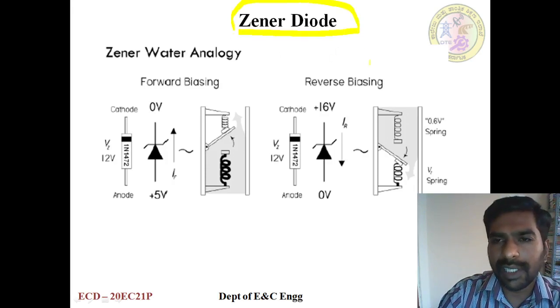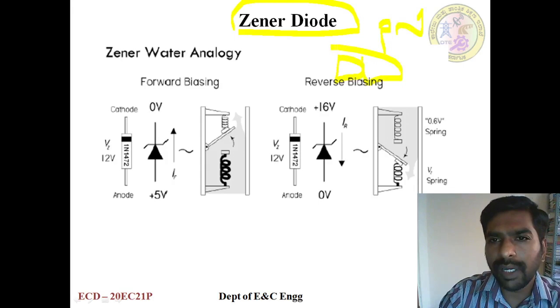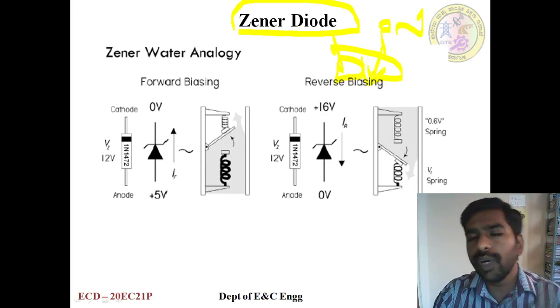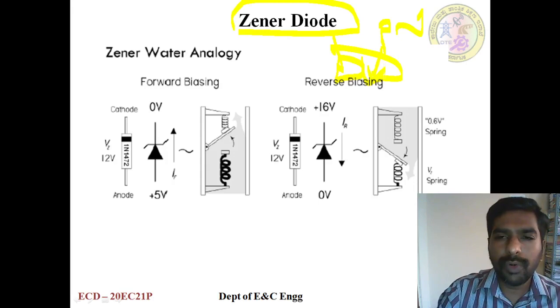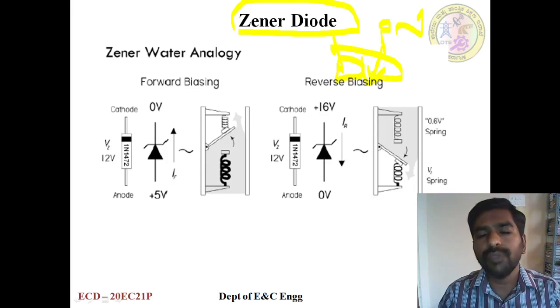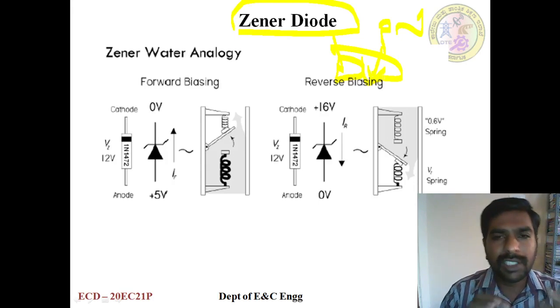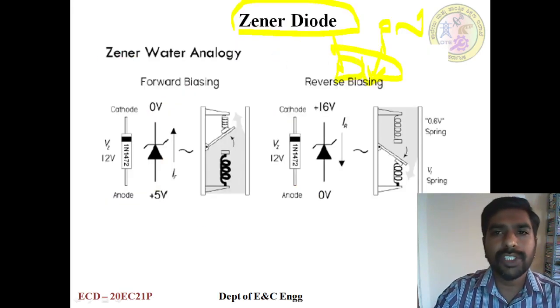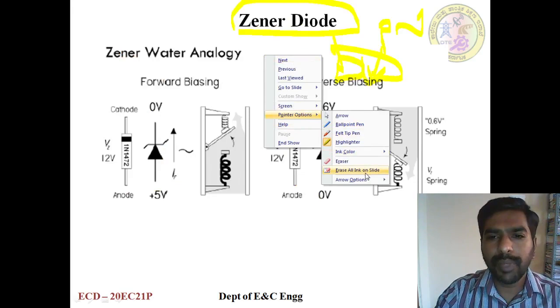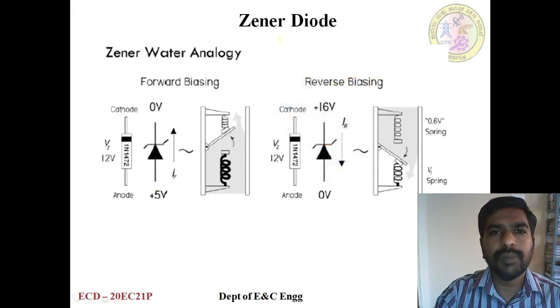It's the same as a PN junction, but the P material and N material are highly doped. At this point you will not be able to know what is meant by highly doped. You will clear this concept at the end of the 5th session. I will explain what is meant by doping and all these things. But at this point you should know the Zener diode is made up of a highly doped PN junction. If you take the same PN junction with high doping, then it becomes a Zener diode.